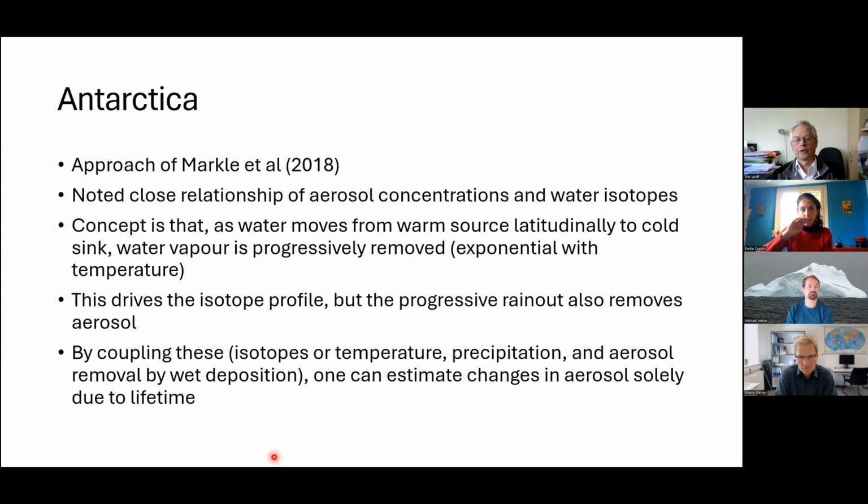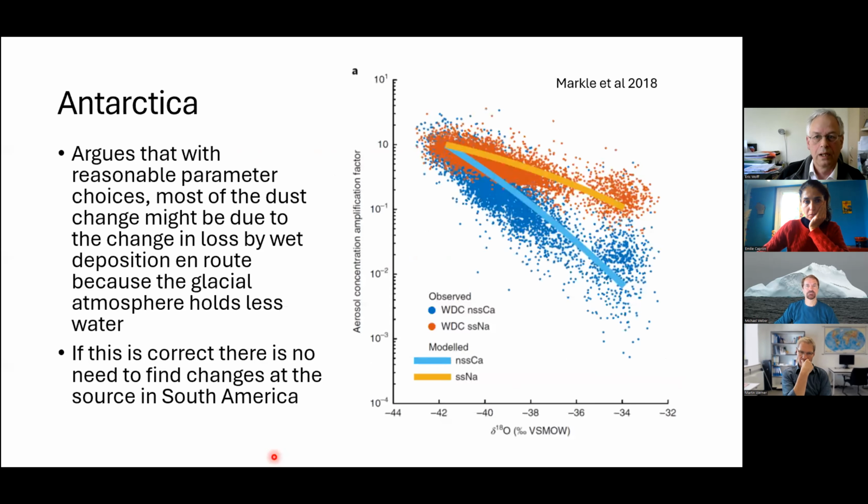And you can use the removal rates that are known from the modern of aerosol in rainfall to estimate how much is removed by a particular amount of rain. So by coupling these, the isotopes or temperature, the precipitation, and the aerosol removed by wet deposition, you can make a model that estimates the change in aerosol due to the lifetime of the dust. And that's what he did. It's in the blue line for calcium. The dots are the data, and the blue line is what his model does.